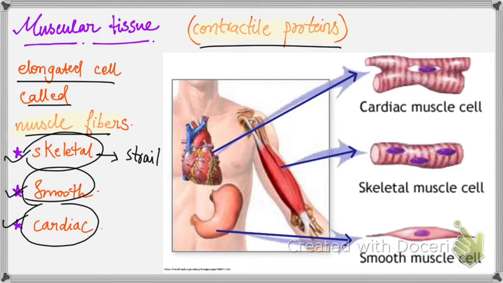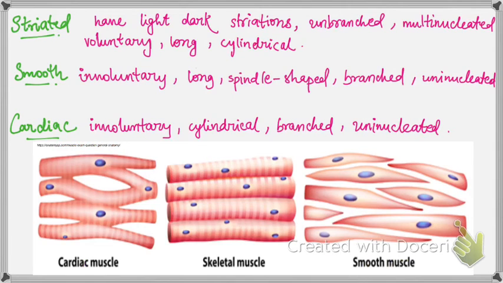They are voluntary. When we want, we can make them work. When we want, we can stop them. They are long and cylindrical in shape. They are branched and multinucleated, as you can see in the picture.